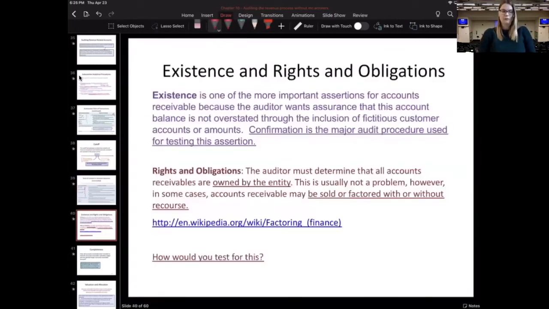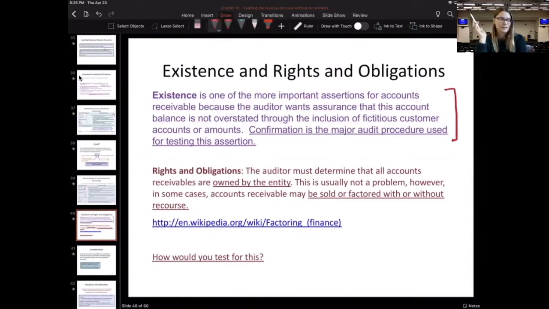So starting off with existence. Existence is definitely the assertion that we're typically most concerned with for AR. And when I say most concerned, it has the highest risk of intentional misstatement associated with accounts receivable, as we've talked about quite a bit at this point. We want to make sure there are no fictitious customer accounts sitting in AR. And the big procedure we use here, which we've been talking about for weeks now, is accounts receivable confirmations.